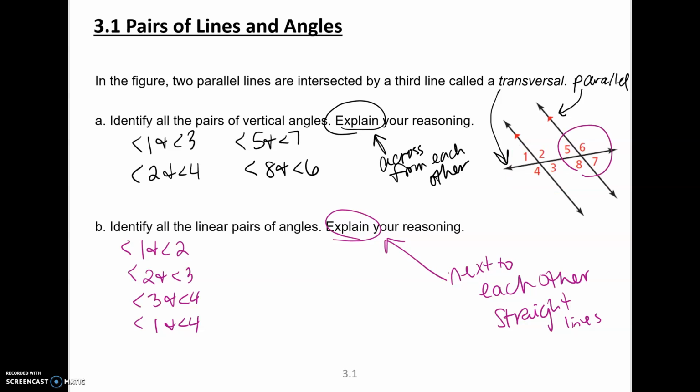And I'm going to do the same thing with the other set. So I have 5 and 6, 6 and 7, 7 and 8, and 5 and 8. So I have lots of linear pairs. Remember, linear pairs are just angles that are right next to each other, that together they make a straight line.